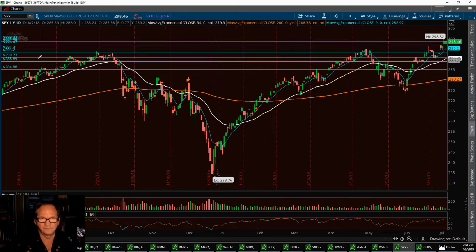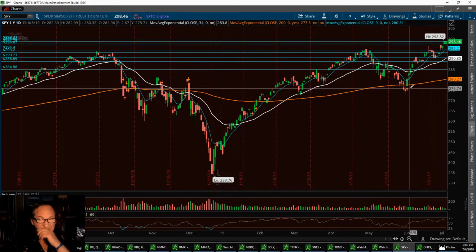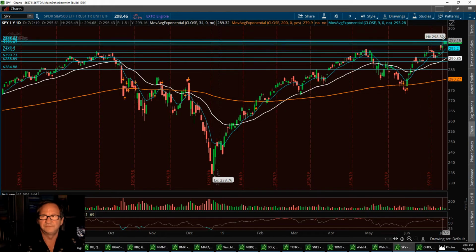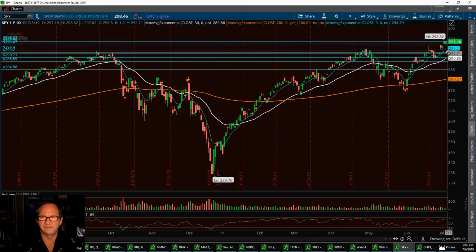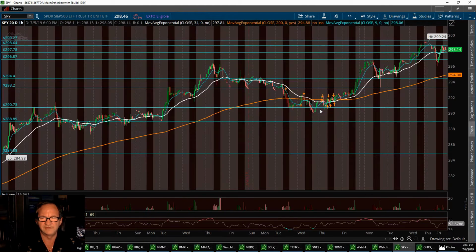And the platform I use is Thinkorswim by Ameritrade for my charting tools. I also trade on it too. But then we've hit a double new high up here at 298, still gaining respect for that 9 EMA. So let's pull it up to the 20-day.